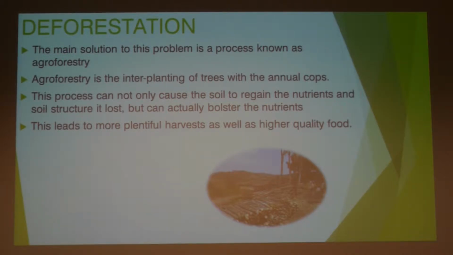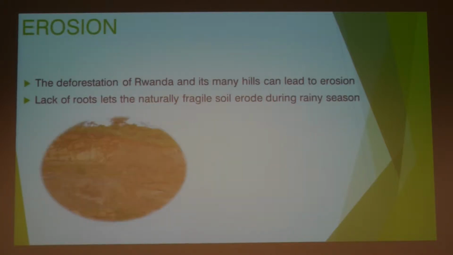The main solution to this problem is a process known as agroforestry, which is the interplanting of crops with trees native to the area. And this process helps the soil begin regaining its nutrients. In fact, it usually bolsters the nutrients, makes it even more nutrient rich. And this can lead to more plentiful harvests as well as higher quality food.